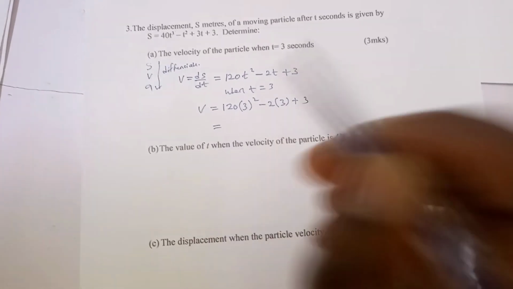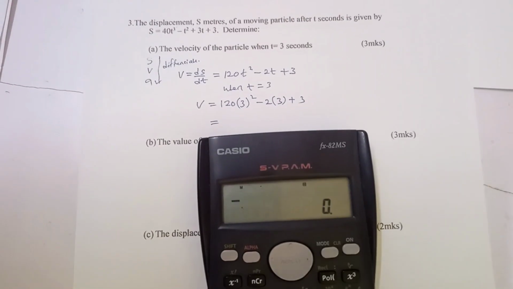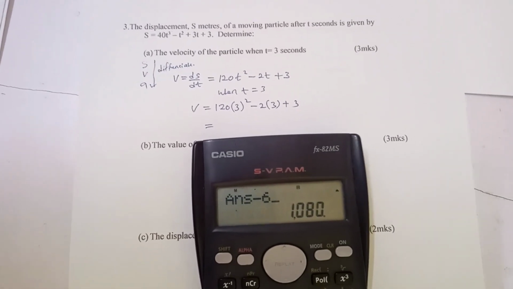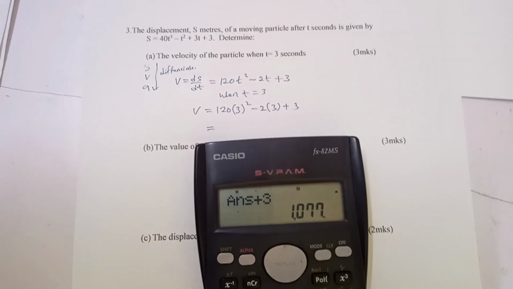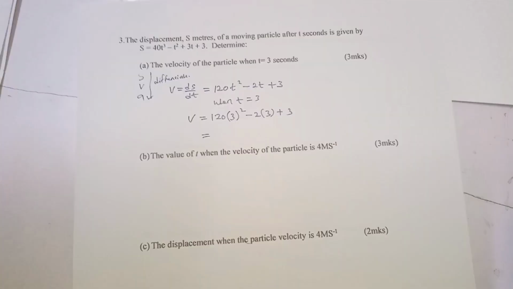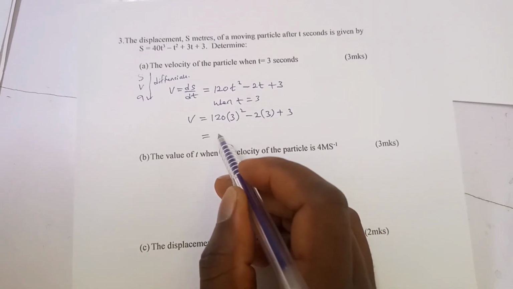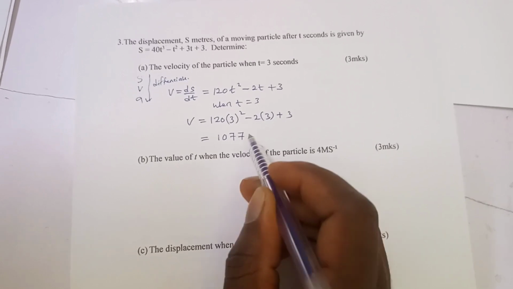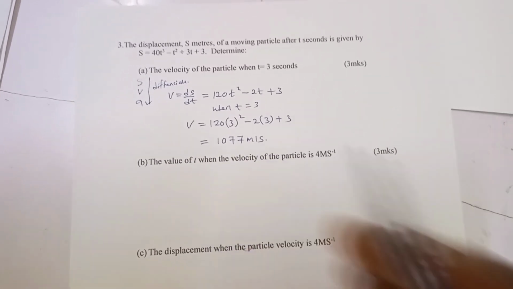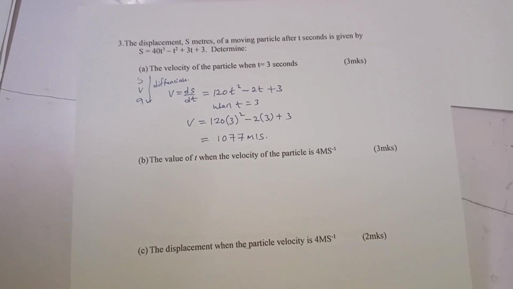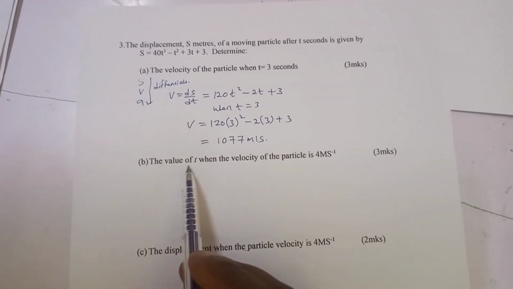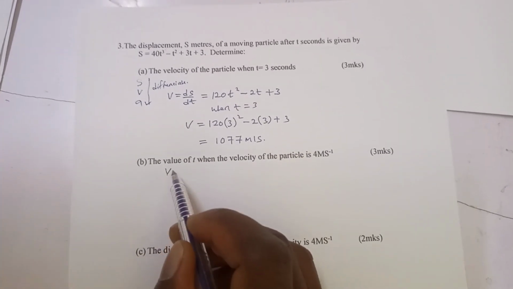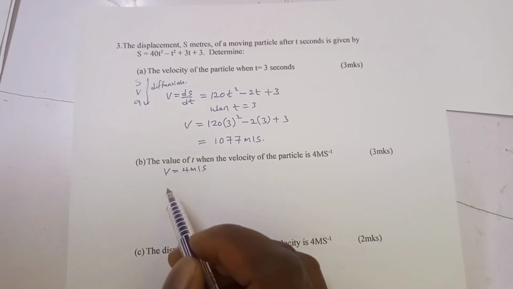We get the value of v to be 120 by 9 minus 6 plus 3. We get the value of velocity being 1077, and this will be meters per second, the SI unit of velocity. Next, find the value of t when the velocity of the particle is 4 meters per second.